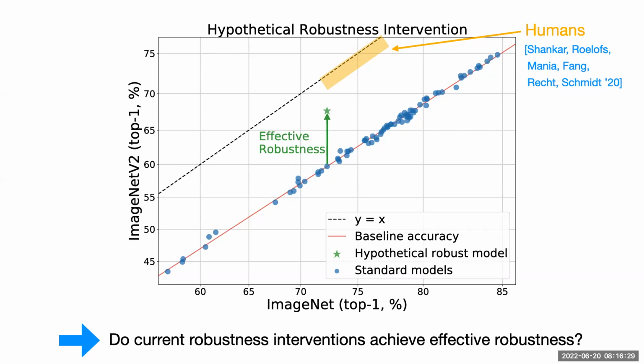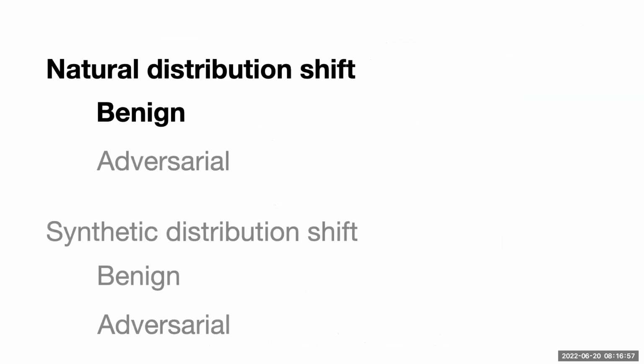Okay, so this is going to be the overall measurement setup for this talk. And then the big question is, do any of the current robustness interventions that people have developed in the community, that Aditi mentioned in the previous talk, do any of them achieve effective robustness on these distribution shifts in our testbed? Any questions about the setup? No? Okay, good. Then let's dive into the results.